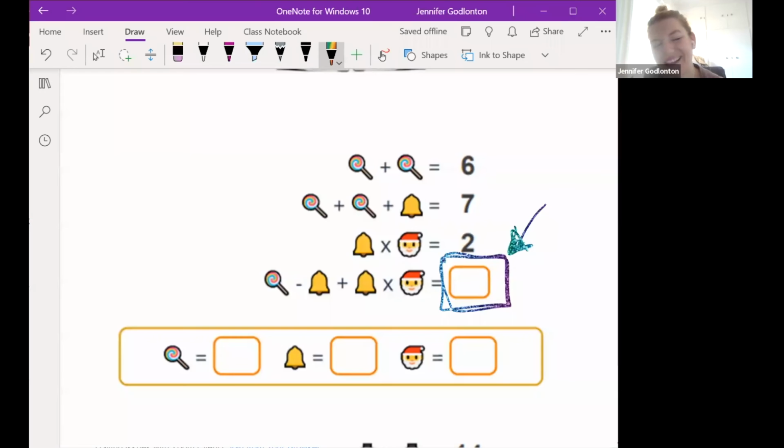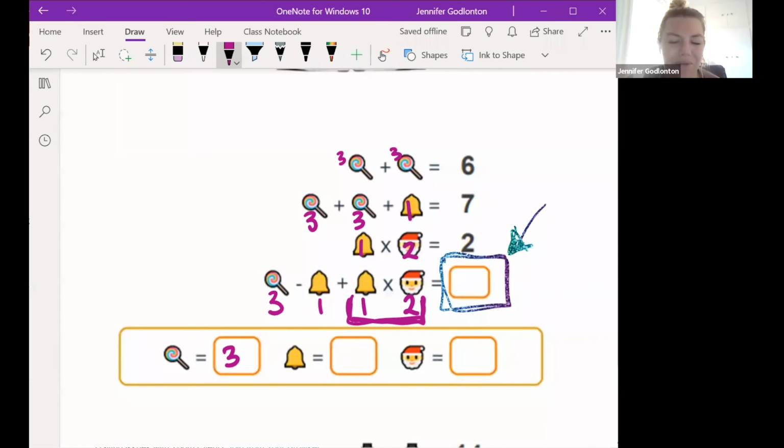Okay, let's see. So our lollipops were definitely right. Our lollipops are 3. So that's a 3. So if that's 3 plus 3, that gives us 6, which means our bell is 1. Okay, which means Santa is 2. And I think some people forgot about some BODMAS situations happening over here, but that multiplication has to happen first, because multiplication happens before anything else.